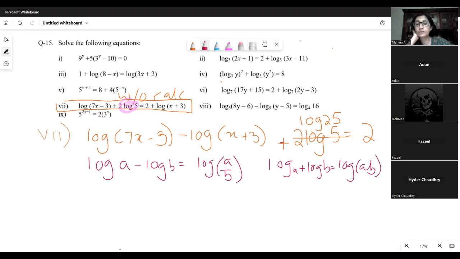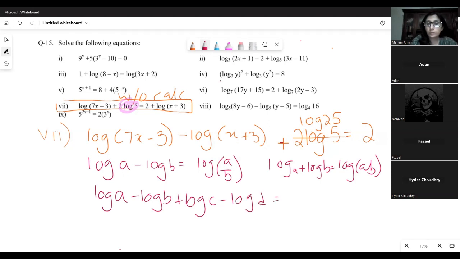Now, what if we have plus and minus together in the same expression? The term that is being subtracted goes to the denominator, and the term that is being added gets multiplied. For example, if you have log A, minus log B, and then plus log C, or minus log D, that would be log of AC over BD. The positive terms go in the numerator and the negative terms go in the denominator.